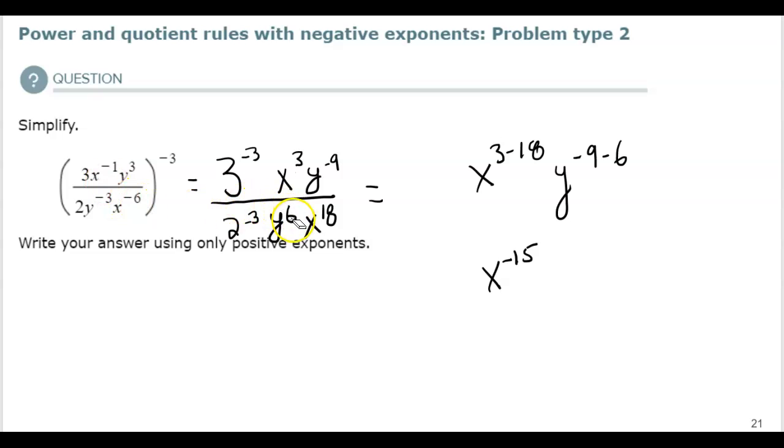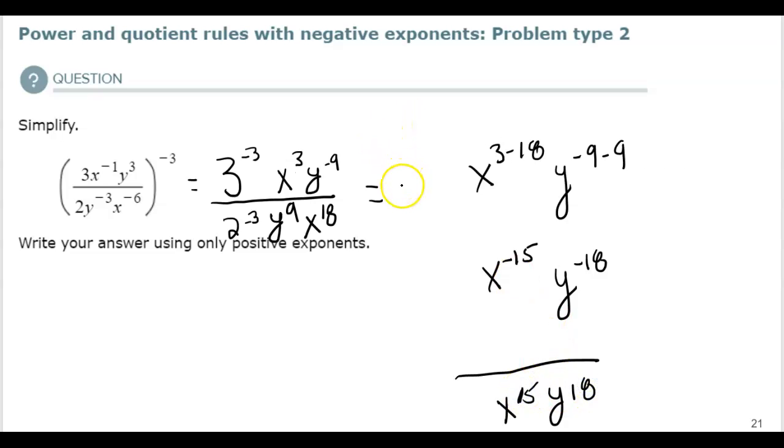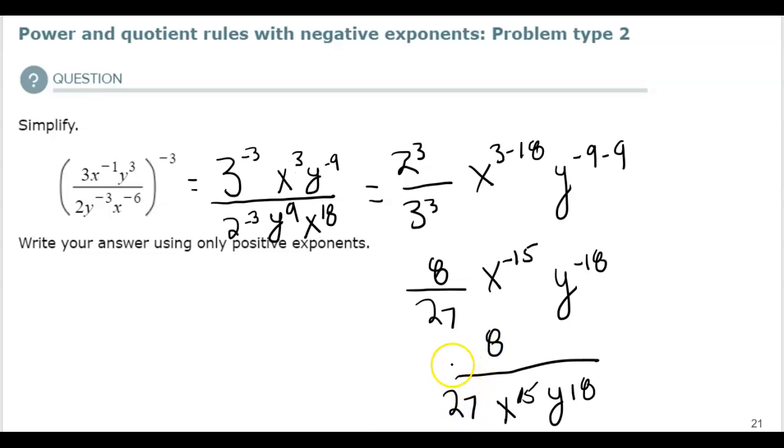Oh, I made a mistake here. That should have been 9. So that's y to the negative 18. So they would be in the denominator. I'm going to go ahead and deal with my constants. I'm going to make my exponents positive. 3 to the third is 27, 2 to the third is 8. So I have 8 in the numerator and 27 in the denominator.